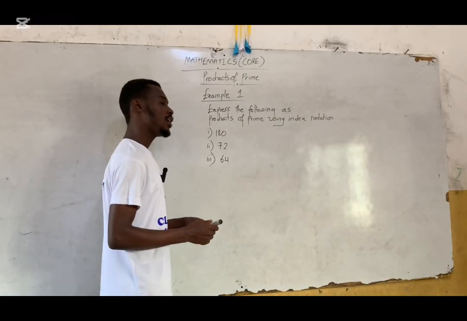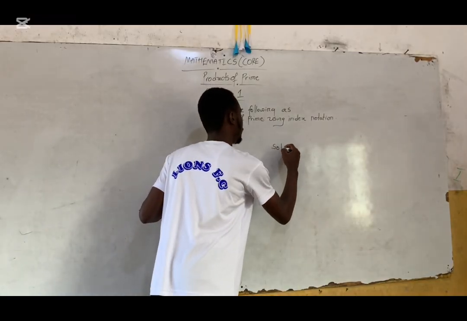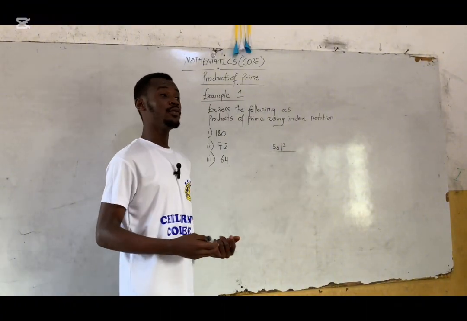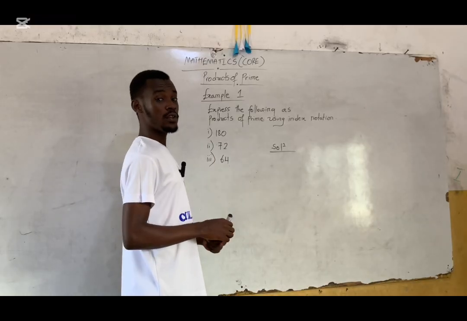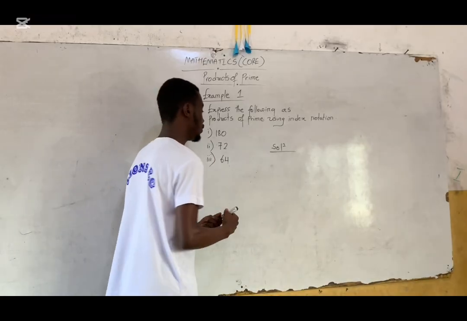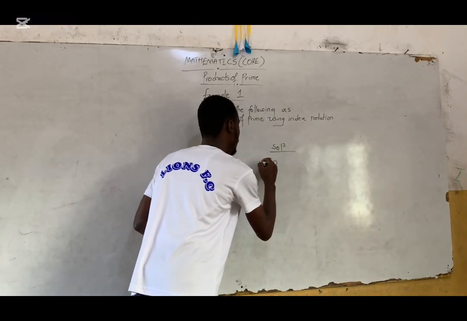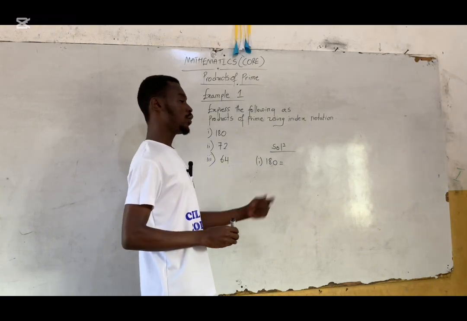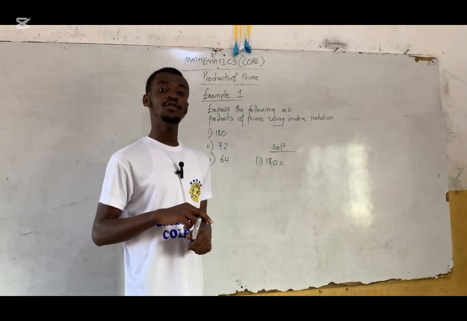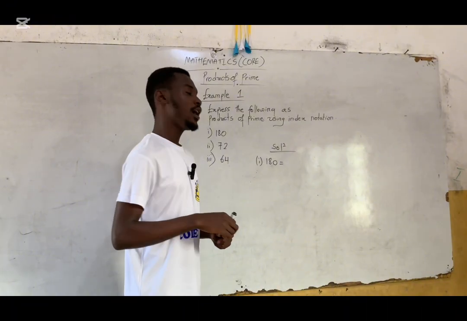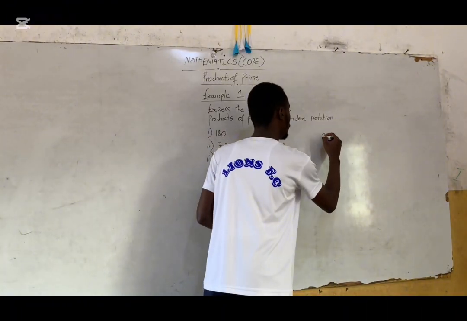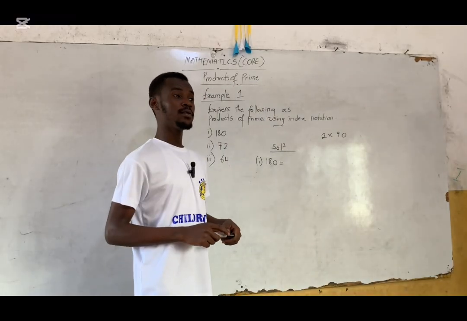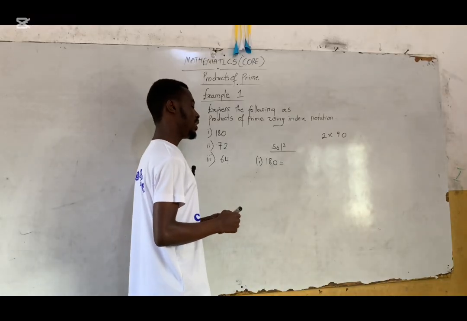Let us see how we go about this. So solution, we are expressing as products of prime. It's very simple. You are just going to follow the rules I gave you earlier on, that is the key points you noted. So we have 180, that is for i. You put your equal to sign there. Now you look for two numbers that if you multiply you get 180. I am going in for 2 and 90. When you multiply 2 times 90, you are going to get 180.